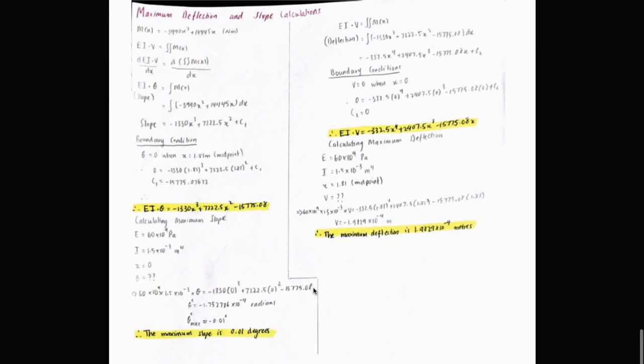The maximum deflection function was calculated by integrating the maximum slope function, the initial condition of deflection equaling 0 when x is 0, to find the value of the constant. The function was then divided by the Young's modulus of concrete, which is 60 gigapascals, and the moment of inertia of the cross-section, with x being 1.81 meters, which is the midpoint of the beam, as this is when deflection is maximum. The maximum deflection came to 1.98 times 10 to the negative 4 meters.